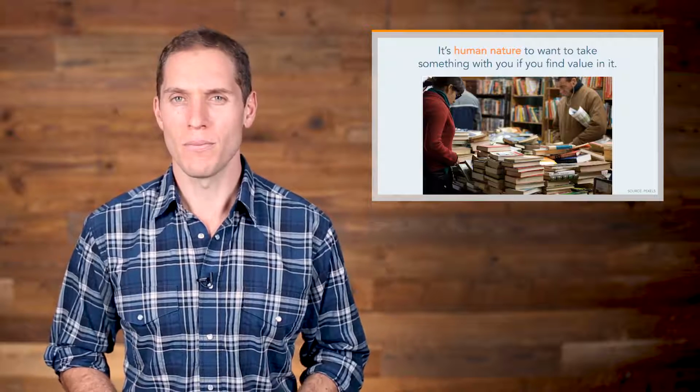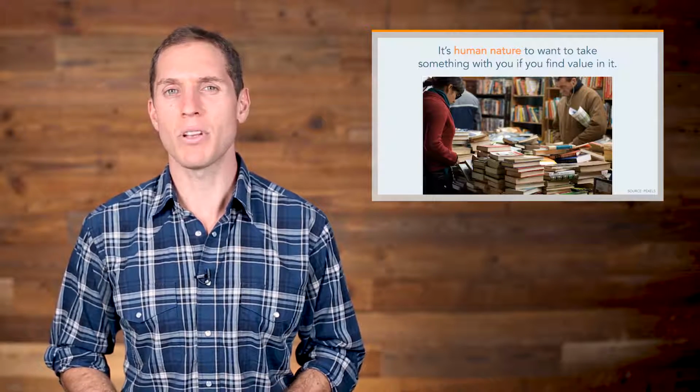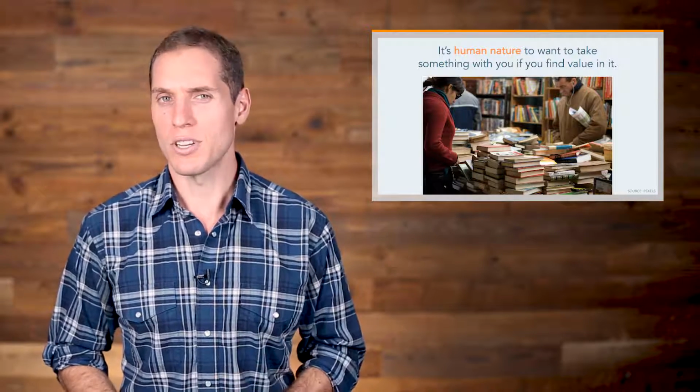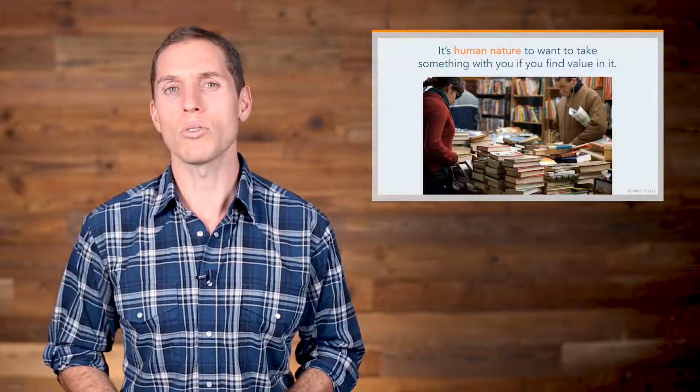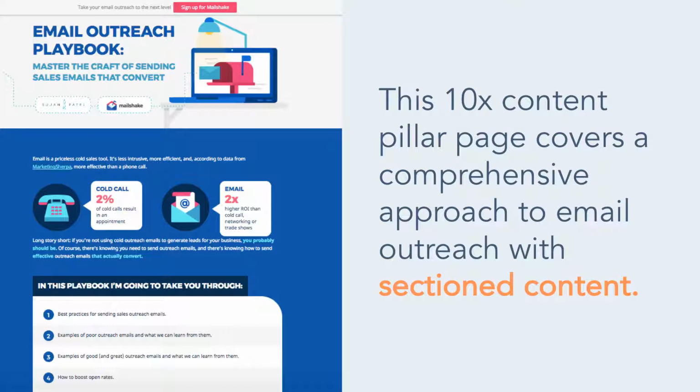For example, let's take a look at this 10x content pillar page on email outreach created by Mailshake, a simple cold email outreach tool. This 10x content pillar page covers a comprehensive approach to email outreach with sectioned content. Let's say you wanted to learn more about what an effective outreach email looks like. Click section 3 at the top of this page, examples of good and great outreach emails and what we can learn from them. And the link will direct you to that specific section on the page to learn more about it.